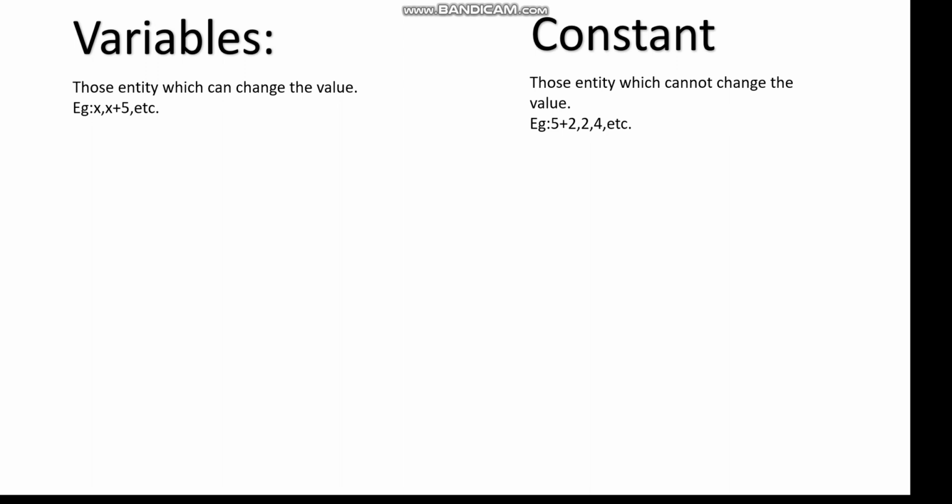Okay, the first term is variables and constants. Variables are those entities which can change their value. So, for example, here I have x. x is like a box. Whatever value we want, if we want x to be replaced with 5, 6, or any number, we can change it.